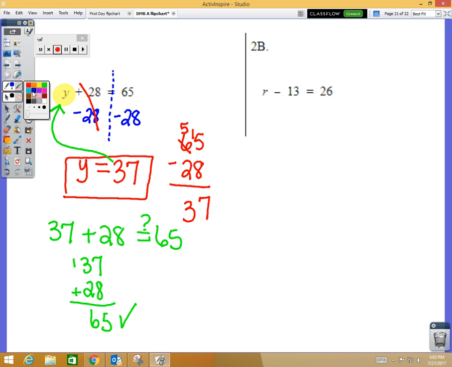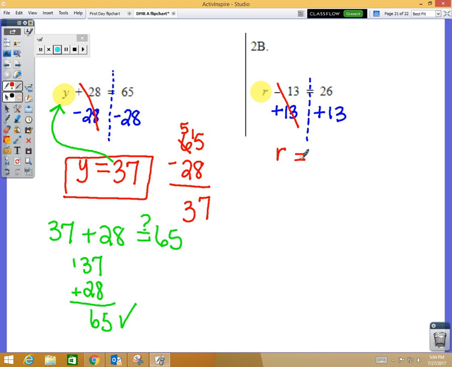All right, so let's look at the second problem over here. We can see in the second problem that we have our variable r, and we want to get rid of what is beside the variable, and that is a minus 13. So the opposite of minus 13 is plus 13. So on each side of my equal sign, I need to do a plus 13. And that is going to cancel out. My minus 13 and plus 13 cancel each other out, leaving me with just my variable.